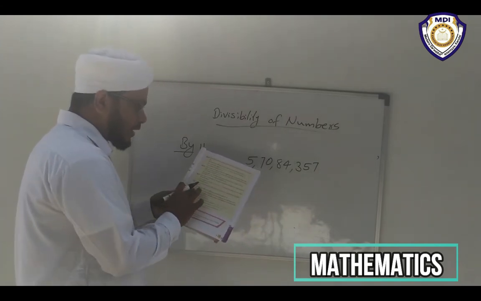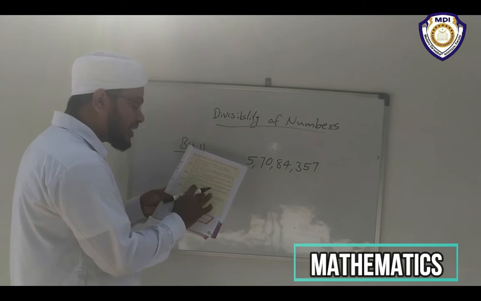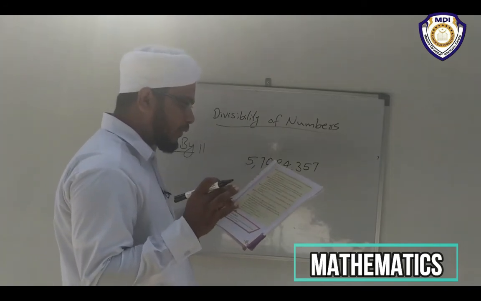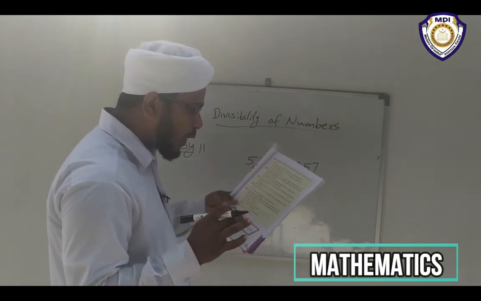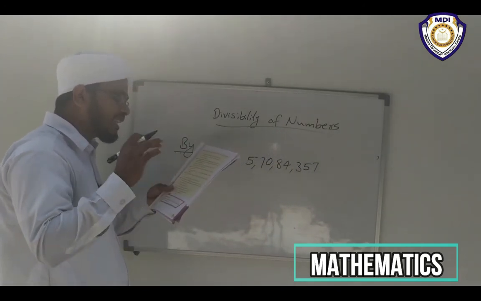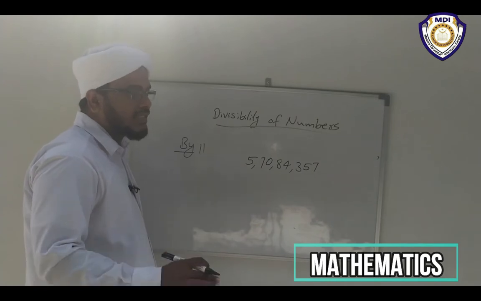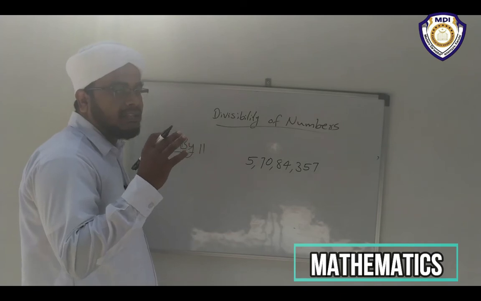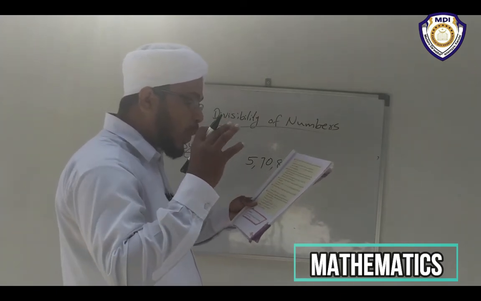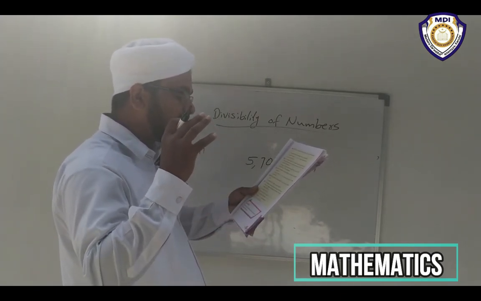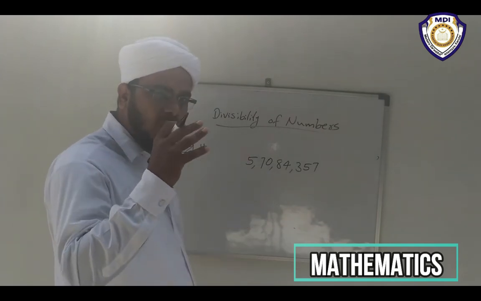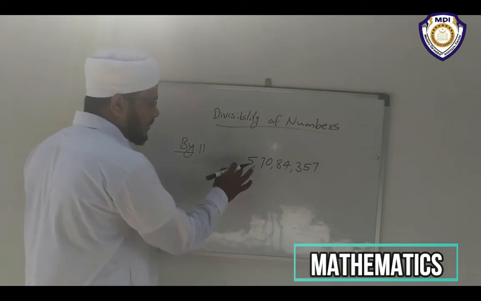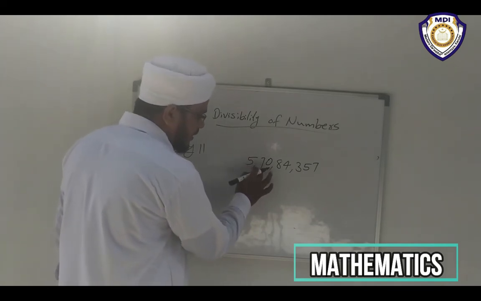Please listen here. Here you can read: the difference between the sum of the digits in the odd places and the sum of the digits in the even places. First and foremost, you have to find out the sum of the odd places and the sum of the even places. Which are the odd places?